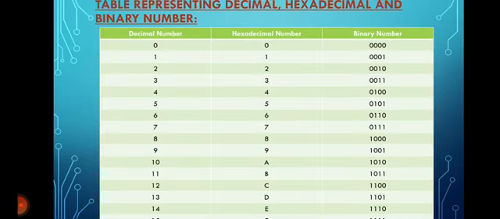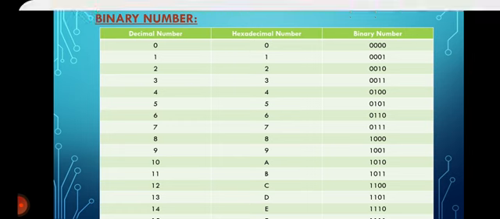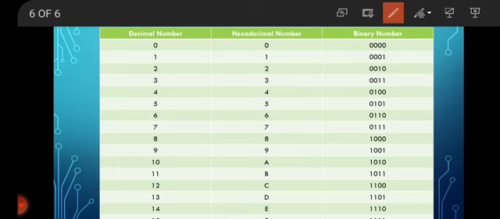And this table represents the decimal, hexadecimal and the binary numbers. And we discussed in the previous slide how we will write the decimal numbers in binary form, with the help of 8421 code.